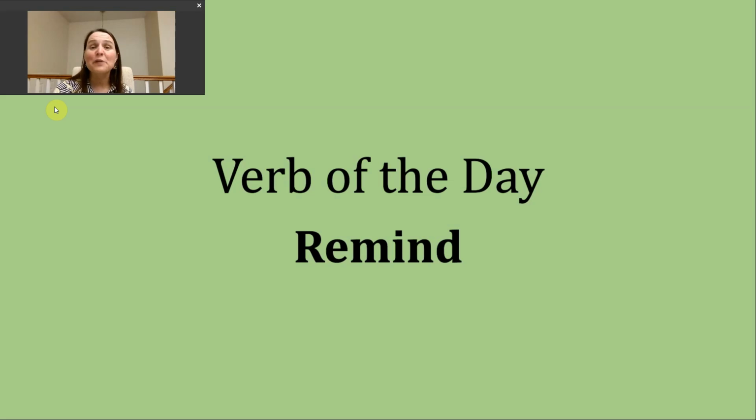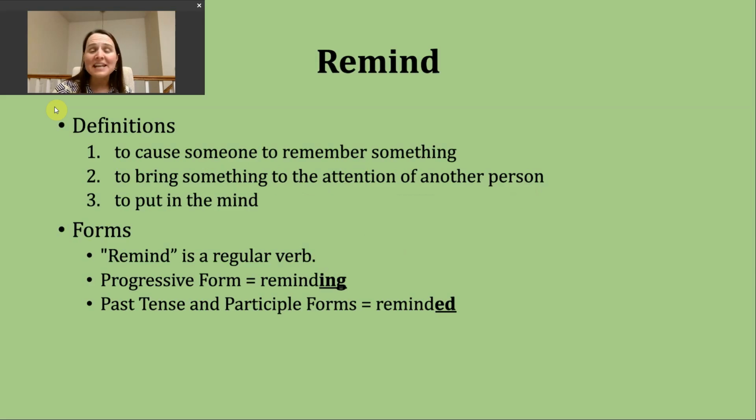Hi, it's time for another verb of the day. Today's verb is remind. Let's take a look at some of the definitions or ways that we use this verb.